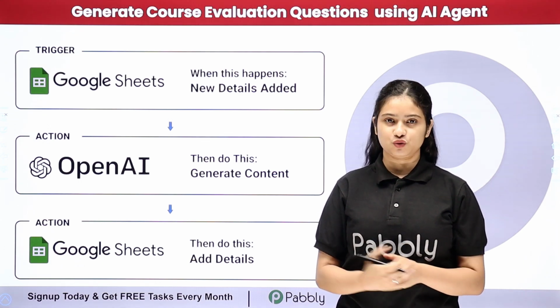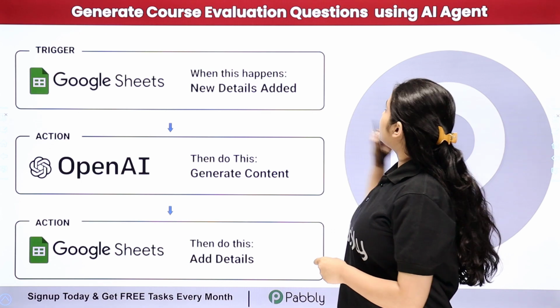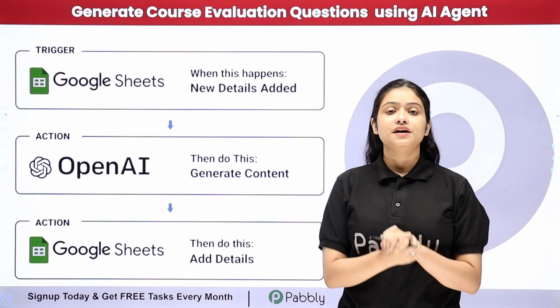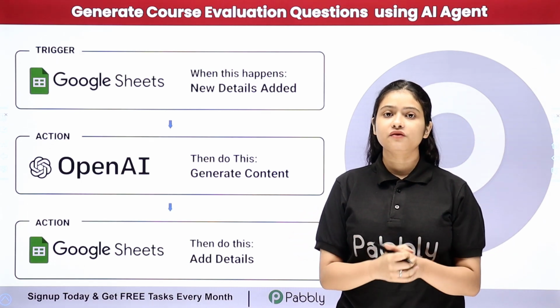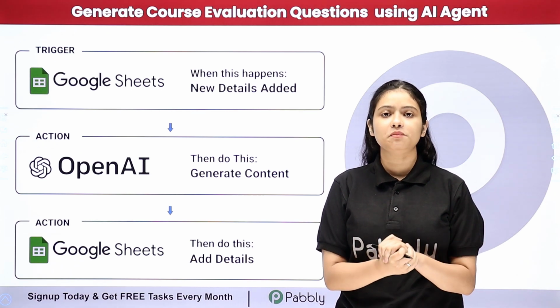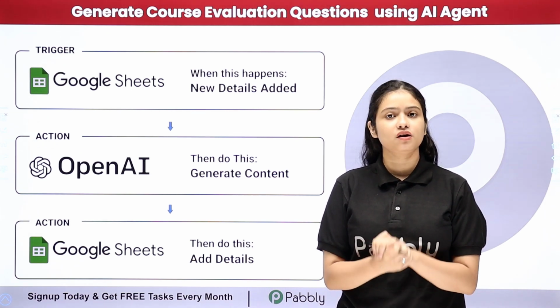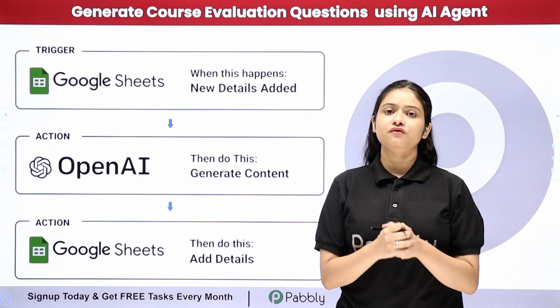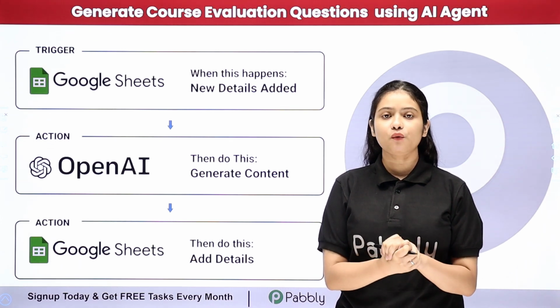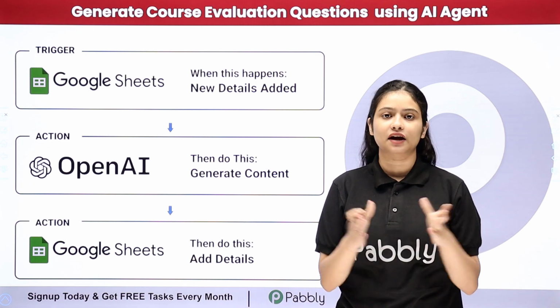In this video, we are going to learn how to generate course evaluation questions using AI agent. So I am a course creator and an educator. After every course, I want to collect feedbacks from my students when they have attended the course. Therefore, I want to collect the feedbacks through unique questions that I want to generate with the help of my AI agent, that is OpenAI.